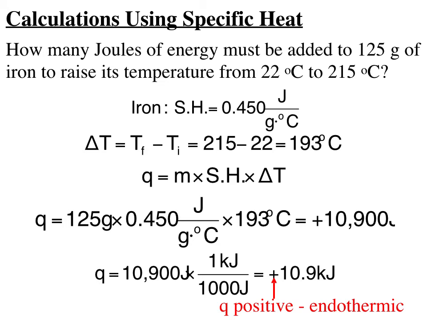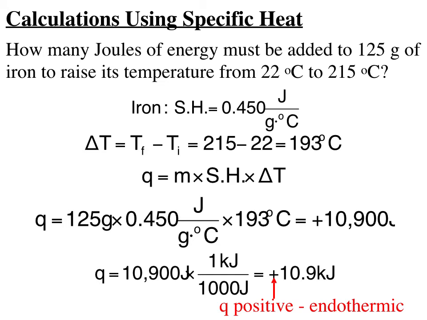You can calculate delta T as the change in temperature. You always do this as the final minus the initial. So I'm going from 22 to 215. So TF is 215, TI is 22. I subtract them and I get a positive 193, which is very important that I note the sign of delta T, because when I put in a positive m of 125 grams, put in a positive specific heat of 0.450 joule per gram per degree C, the positive delta T is going to give me a positive Q value.